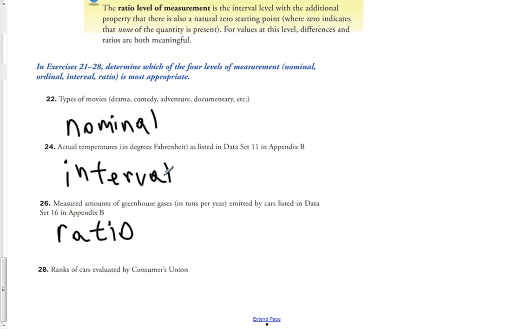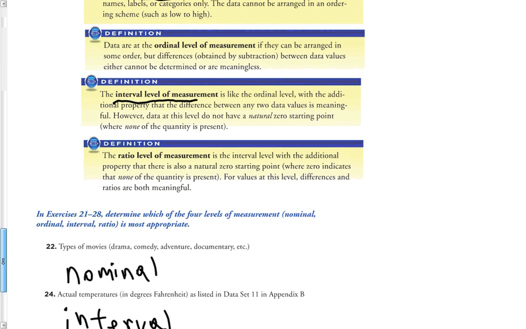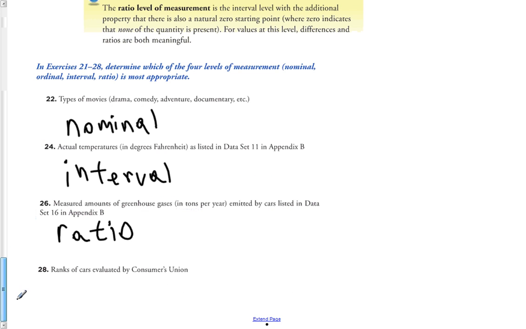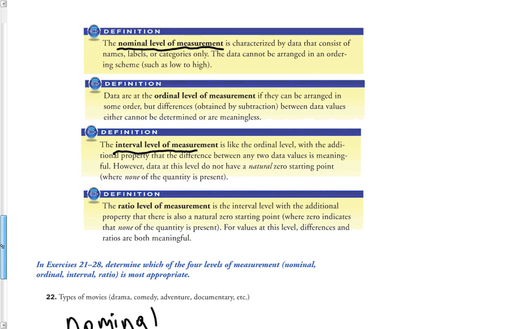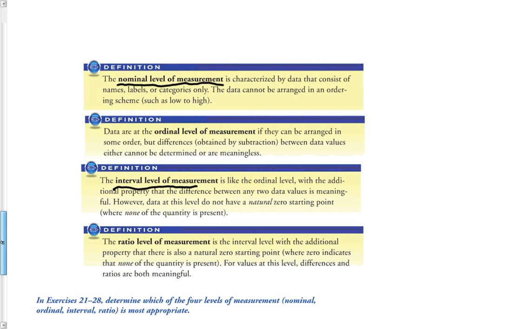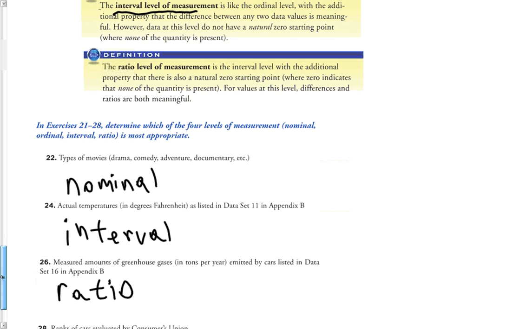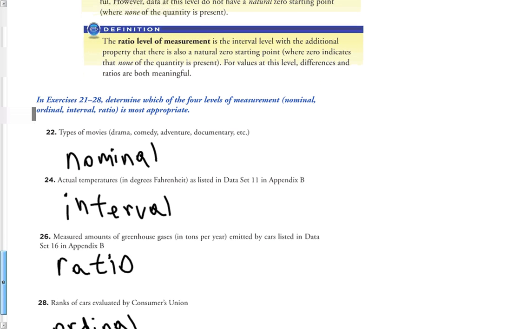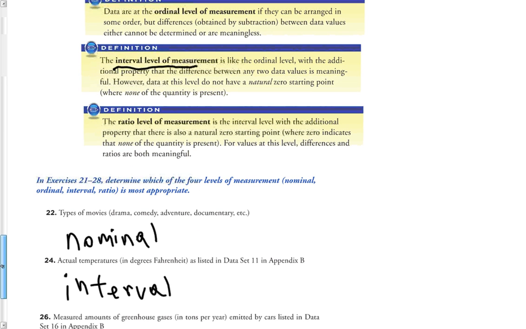Number 28, ranks of cars evaluated by consumer union. Okay, the ranks of cars. Well, in this case, this is an ordinal level measure. And let me explain why. Well, in this case, they are being ranked, so they can be arranged in order, so it's not nominal. But in this case, the fifth ranked car is not necessarily 5 times worse than the first ranked car, so subtracting them doesn't necessarily give you anything meaningful.